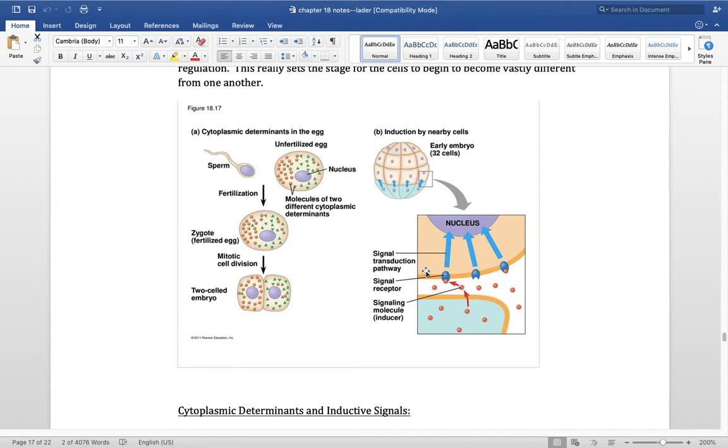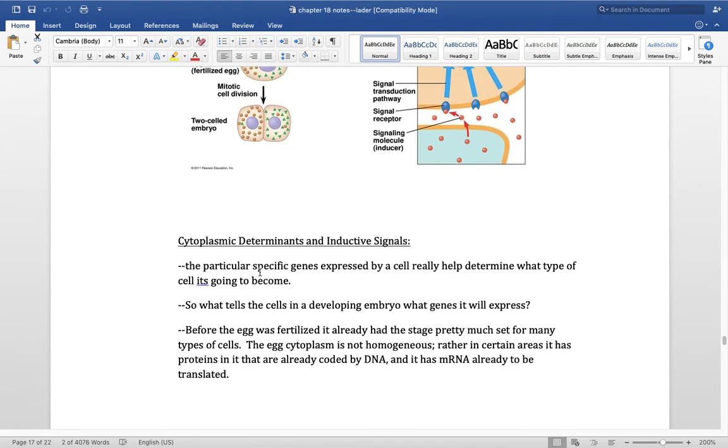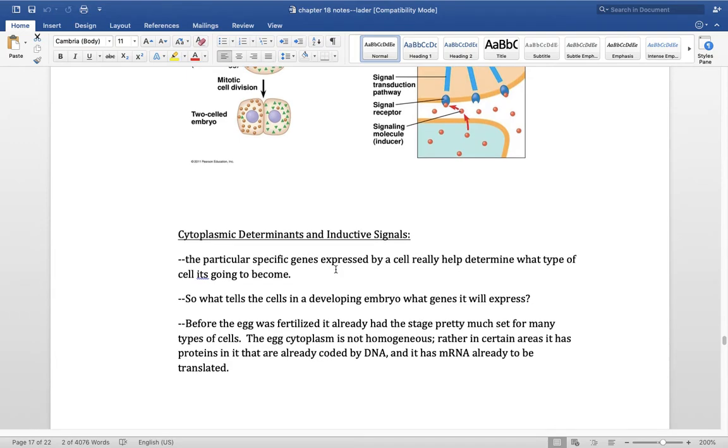So differentiation goes determination and then differentiation, and that determination right there is set forth by the fact that mom's egg cell already had in it some proteins that were kind of different. Okay, so cytoplasmic determinants, I just put it right here, the particular specific genes expressed by a cell really help determine what types of cell it's going to become.